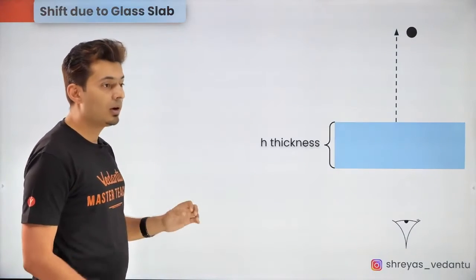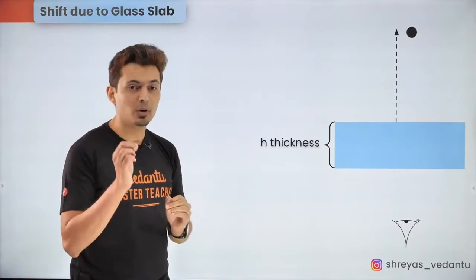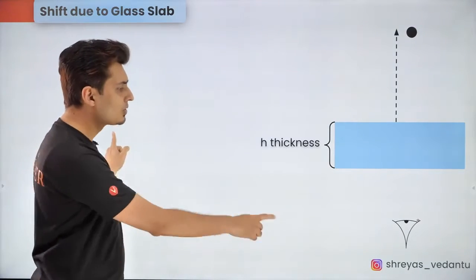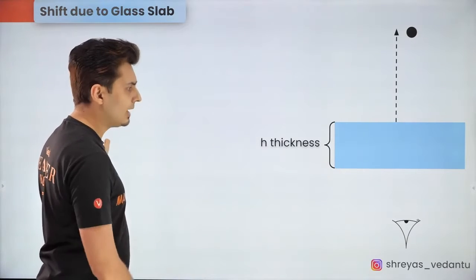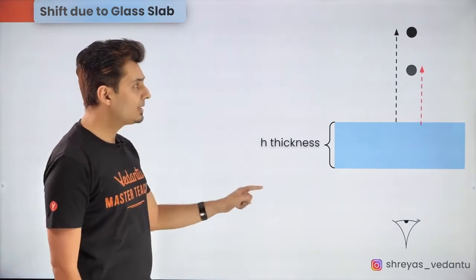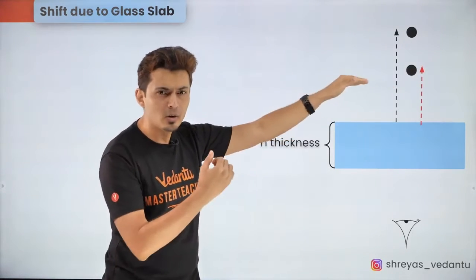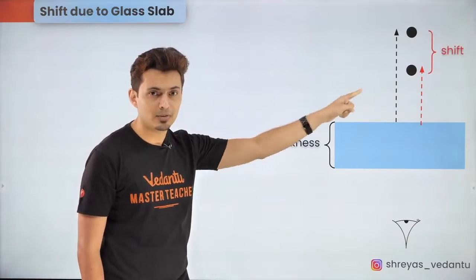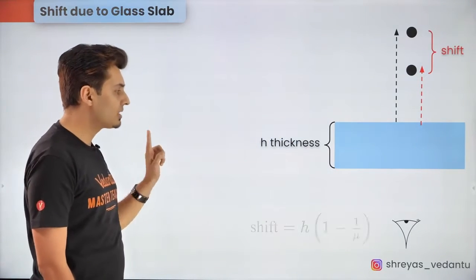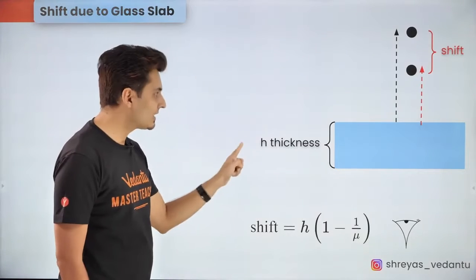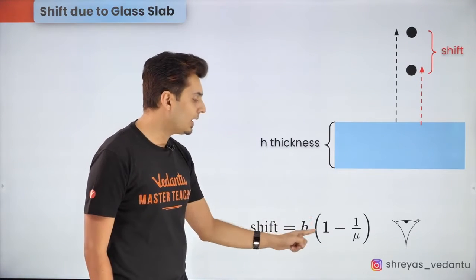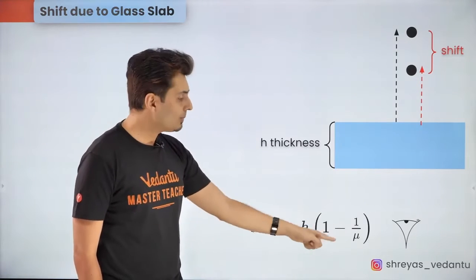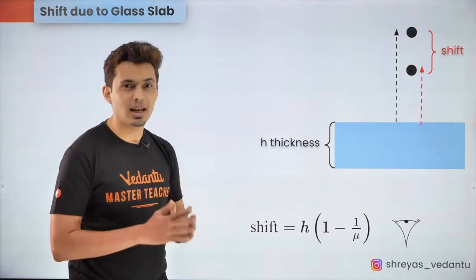Now, this phenomenon also leads to the apparent shift produced by the glass slab. So if you observe an object via a glass slab of certain thickness h, you will see that the image is formed slightly closer than the actual distance, and that produces the apparent shift. And the formula for the apparent shift produced by the glass slab of thickness h is given by h into (1 minus 1 by mu), where mu is the refractive index of the glass slab.